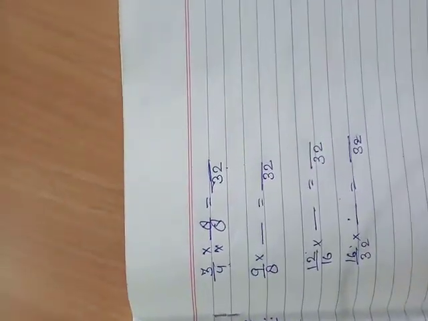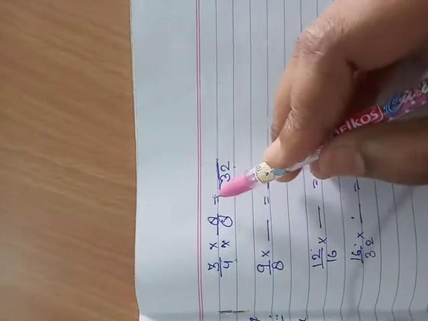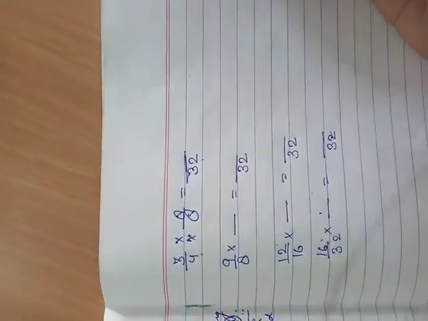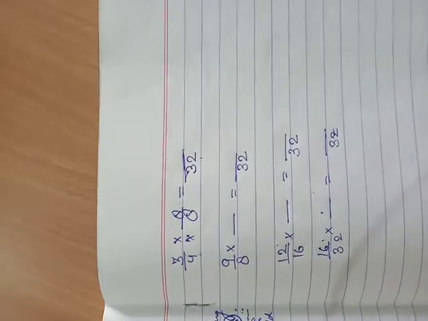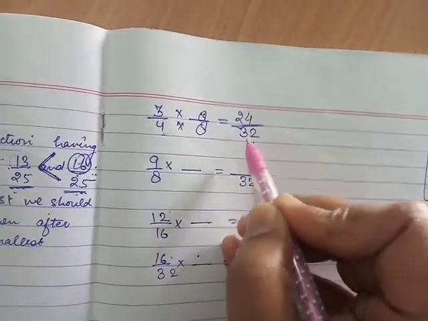When it is cancelled out, there will be 1, so it will not affect the value of the fraction. Doing this you will get 8 3s are 24, 24 upon 32.